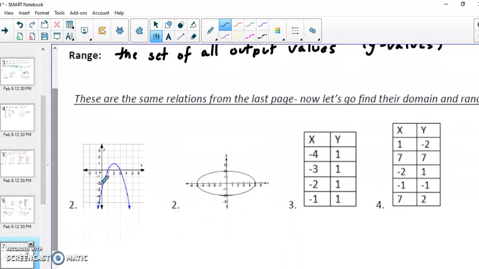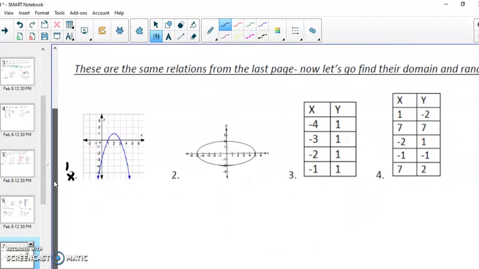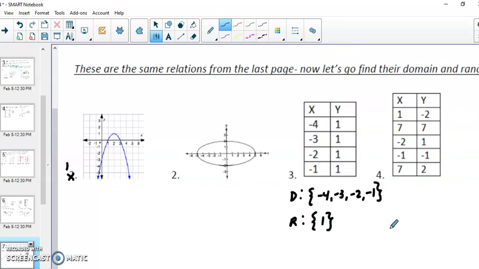So we saw these before. This says number 2, but I can just cross this off and say number 1. I'm going to start with a couple of the easier ones. I'm going to start with 3 and 4, and then I'm going to go backwards to some of the previous ones. So when it's in table form, domain is really easy. Domain is just the x values: -4, -3, -2, and -1. And you can see that I put it in this set notation. The range is the output values, or the y values, and the only number here is the number 1.